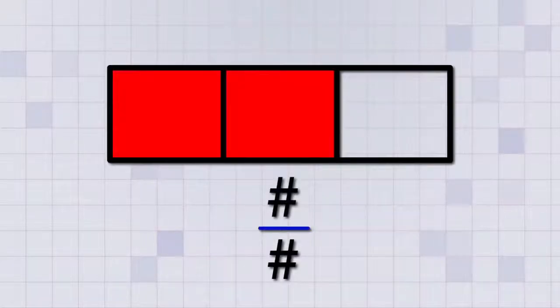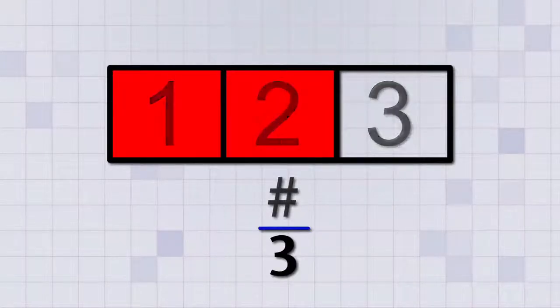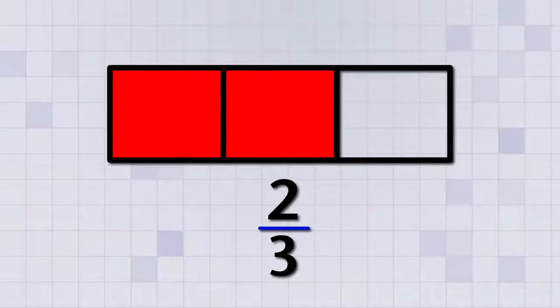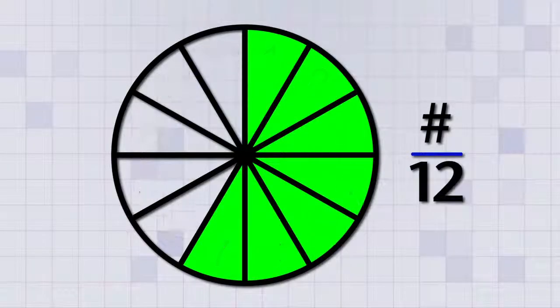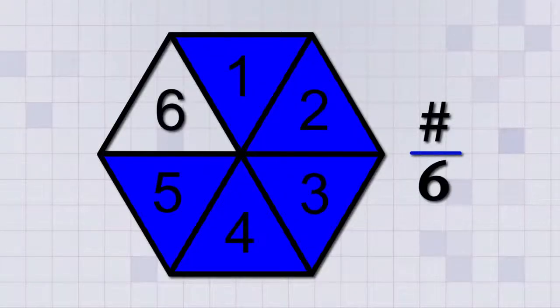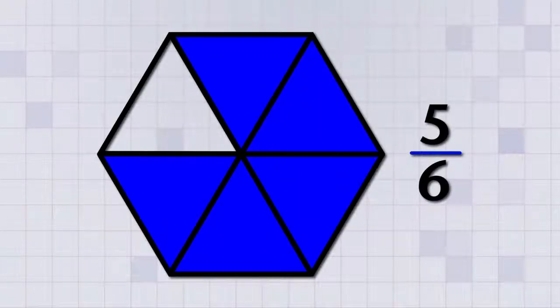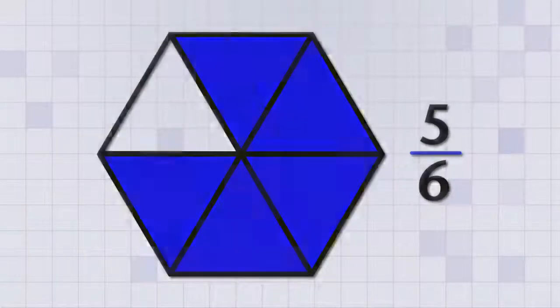Let's look at a few more examples so you can really see the pattern of how fractions can represent parts of objects. This rectangle is divided up into 3 equal parts, and 2 of them are shaded red. So 2 over 3, or 2/3 of the rectangle, is shaded red. The circle is divided into 12 equal parts, and 7 of those parts are shaded green. So 7 over 12, or 7/12 of the circle, is shaded green. The hexagon is divided into 6 equal parts, and 5 of those parts are shaded blue. So 5 over 6, or 5/6 of the hexagon, is shaded blue.